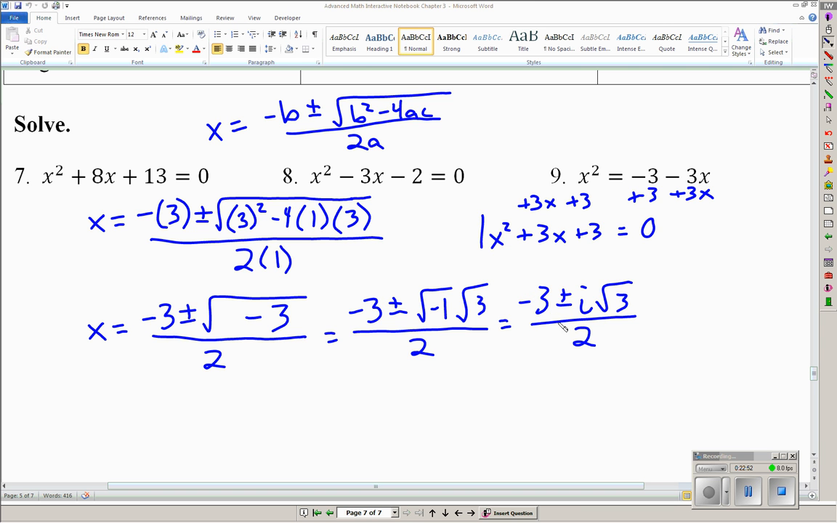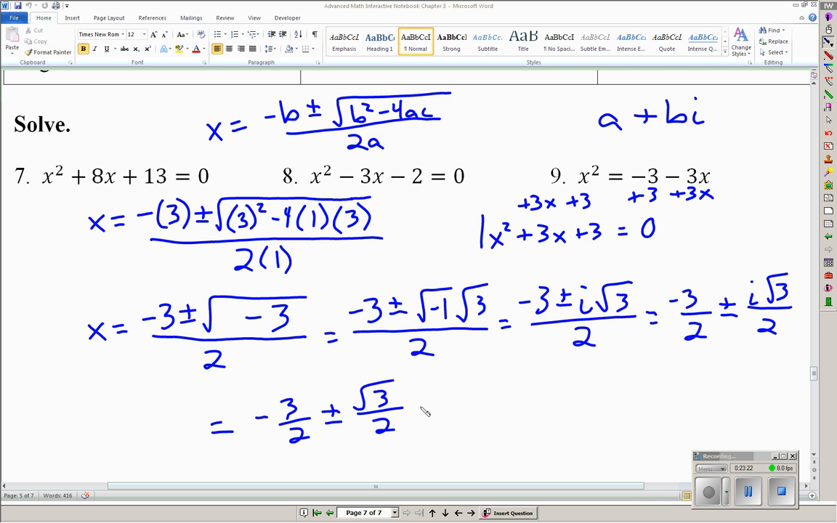For the complex solutions, you need to do it this way. Since I have an i, put the first part over the 2. That's a negative 3 over 2. And then it'll be plus or minus i square root of 3 over 2. And remember, complex numbers are in the form a plus bi, so the i really needs to come last. So one final step here. Negative 3 halves plus or minus the square root of 3 over 2 i.